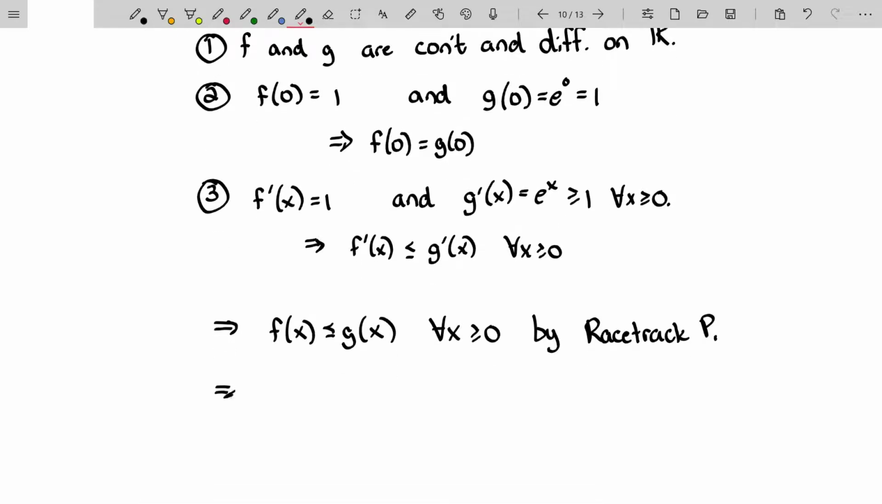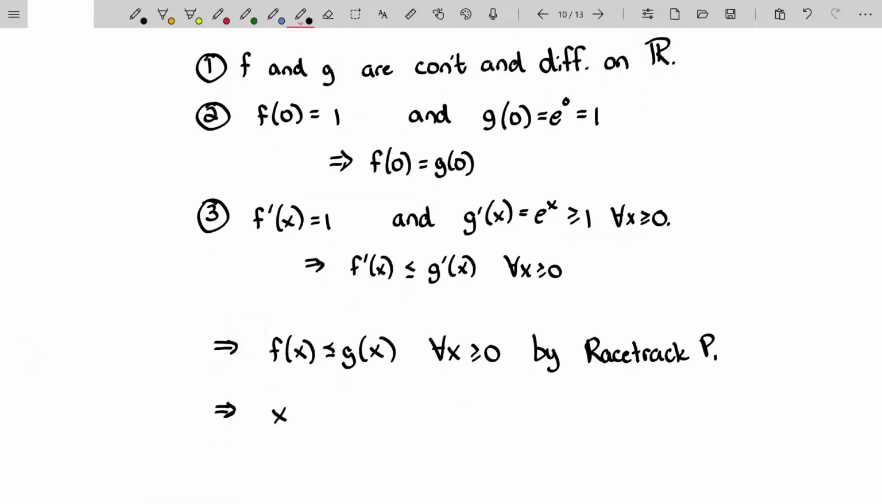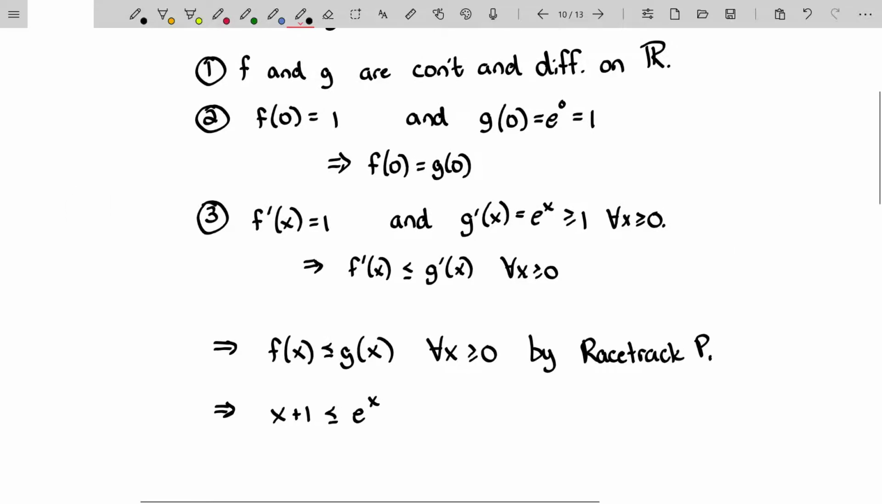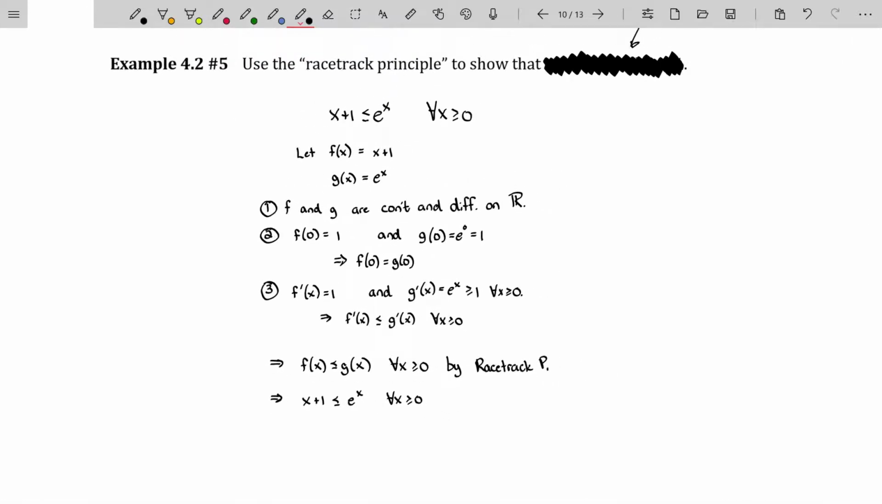And what was f again? Oh yeah, that's right. F was x plus 1 and g was e to the x for all x greater than or equal to 0. That's a great use of the racetrack principle. Often you're faced with functions or inequalities involving functions where you're like, I don't know if that's actually true. Is the square root of this greater than that?